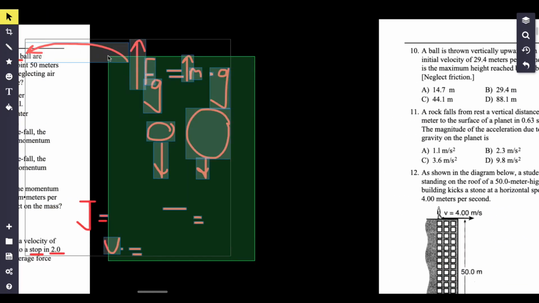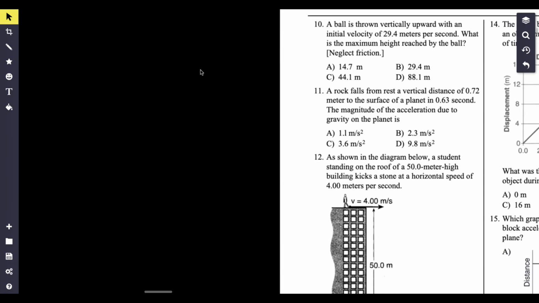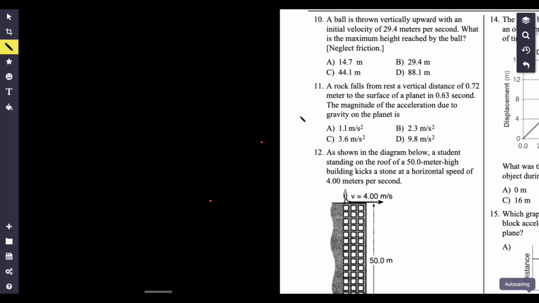Oh, that's what happened. Number 10 is here. Okay, this looks like some nice kinematics, projectile motion type of problems. A ball is thrown vertically upwards with an initial velocity of that. What is the maximum height reached by the ball?